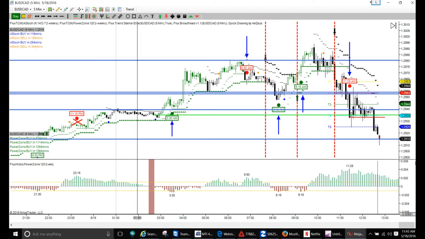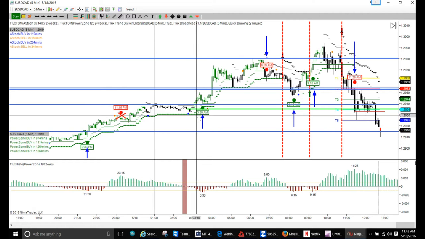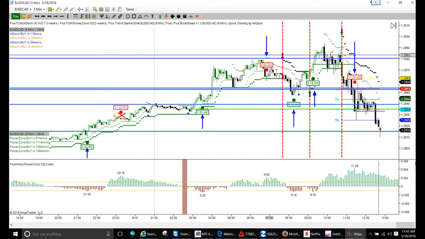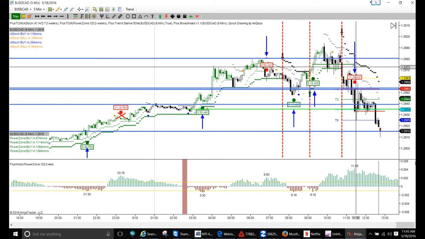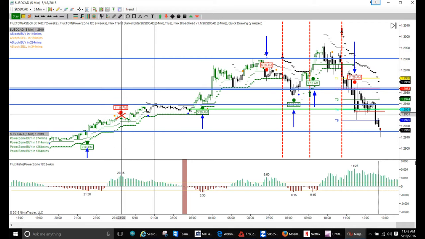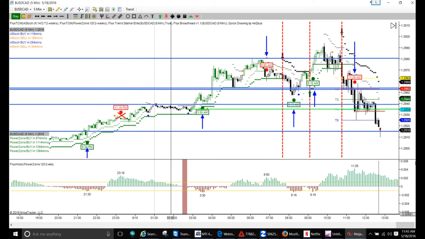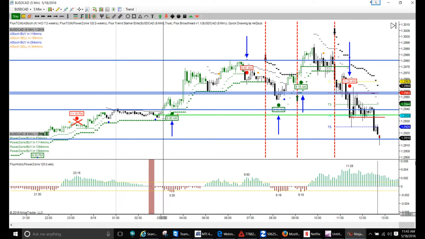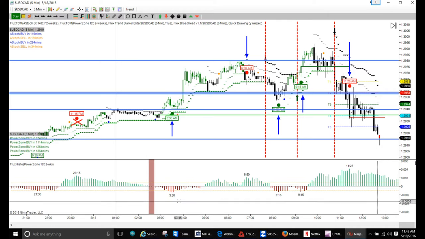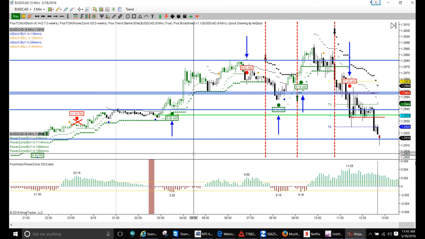Now count those winners that you see here. There's 1, 2, 3, 4, 5, 6. 1 losing trade, and it was a 12 pip stop loss. Now you tell me that this doesn't work. It makes trading so easy. All you have to do is wait, and the stop losses are minimal.